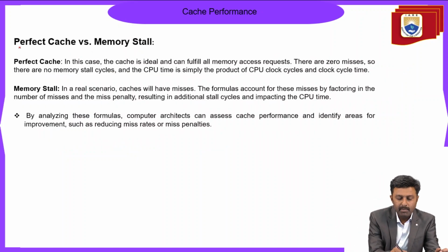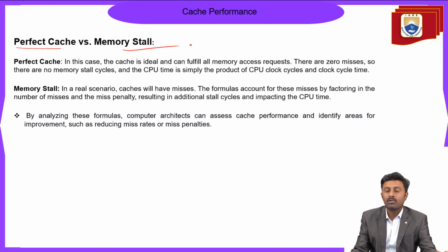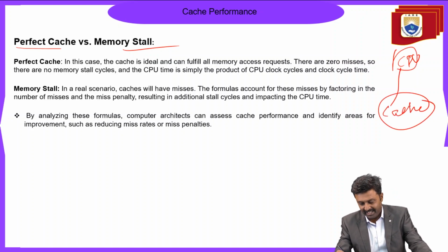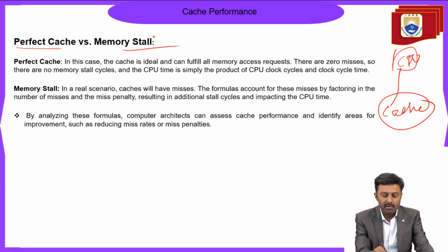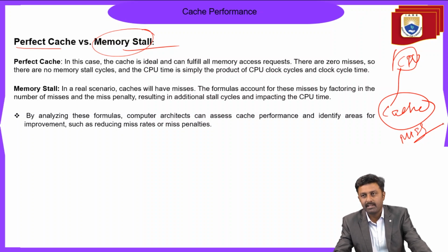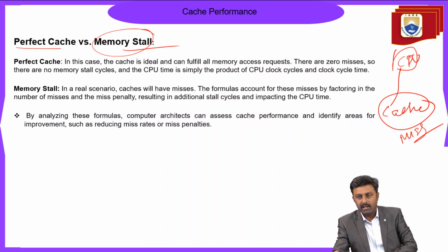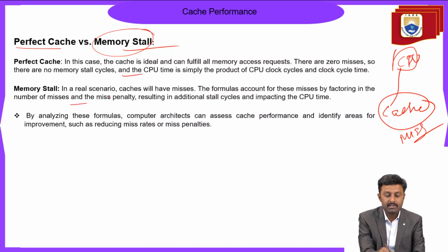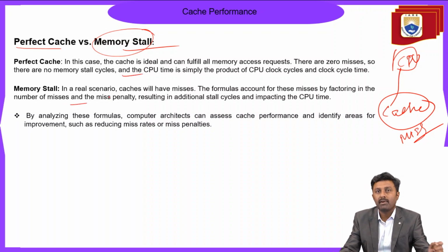Now we'll see the perfect cache versus the memory stall. The perfect cache means that whenever the CPU requires any data, it takes it from the cache memory. That is a cache hit. That is the perfect cache. Whereas memory stall is the case wherein a cache miss is happening. The cache does not have that data, so it has to wait, and it will take it from the main memory. We'll see this performance difference between the perfect cache and the memory stall.